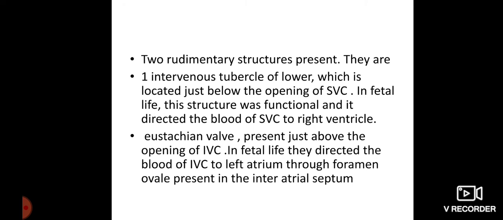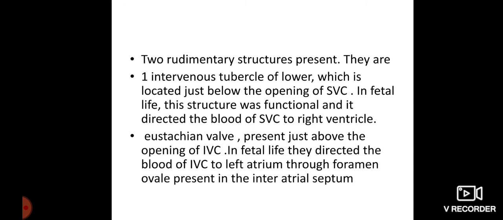In fetal life, the function of the intervenous tubercle of Lower was to direct the blood from the superior vena cava into the right ventricle, and the eustachian valve, which is located at the opening of the inferior vena cava, directs the blood of the inferior vena cava into the left atrium through the foramen ovale, which is present in the interatrial septum of the fetus. So that concept is entirely different from the adult pattern of circulation. Fetal circulation is entirely different from the adult pattern of circulation.